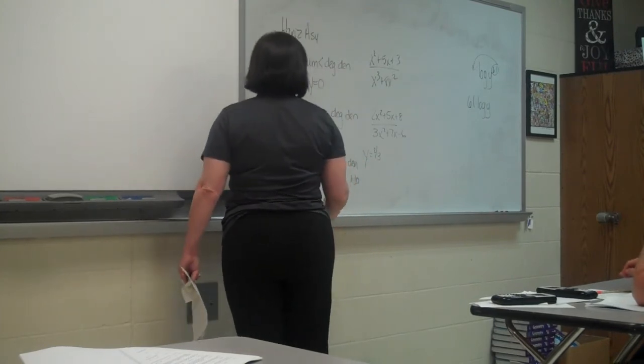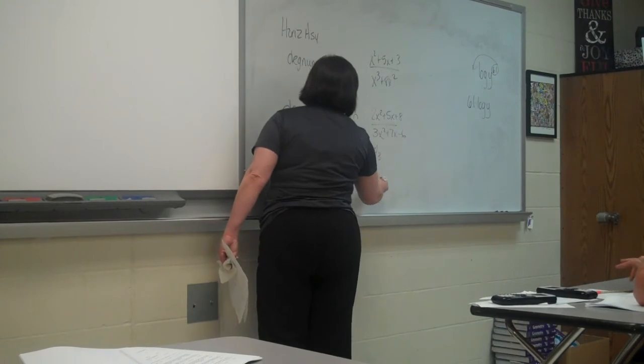If the degree of the numerator is greater than the degree of the denominator, there's no horizontal asymptote.